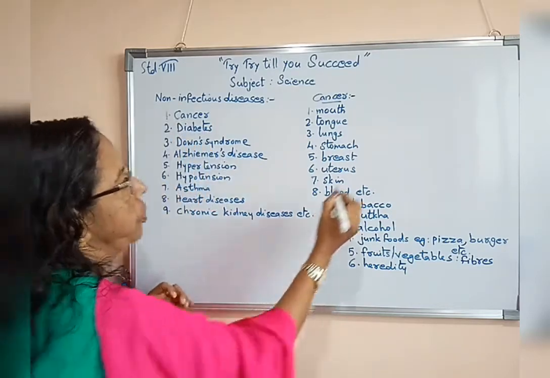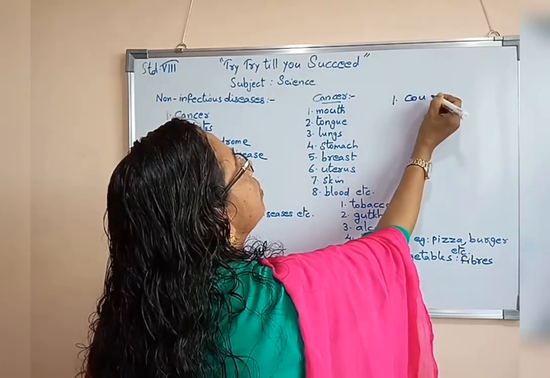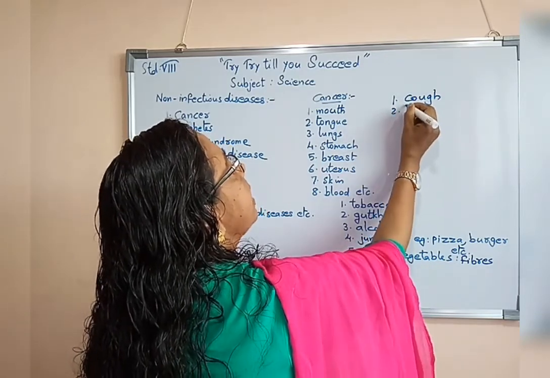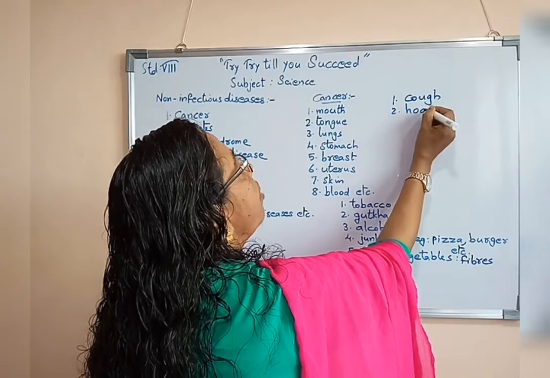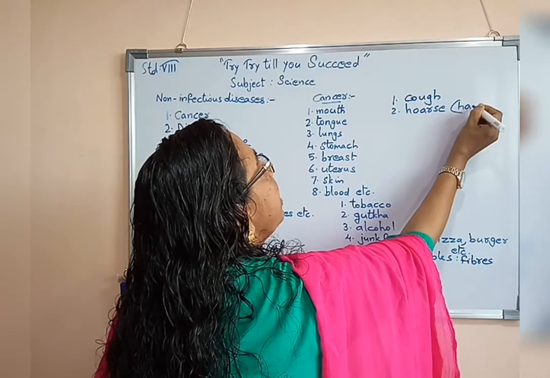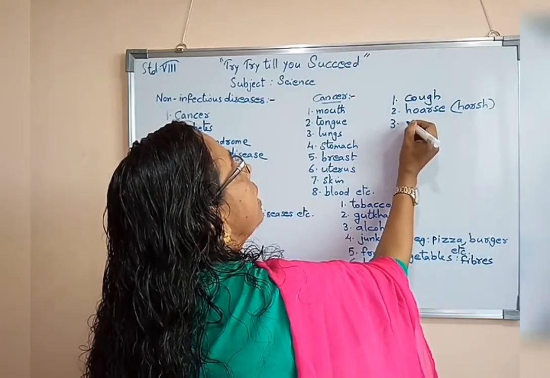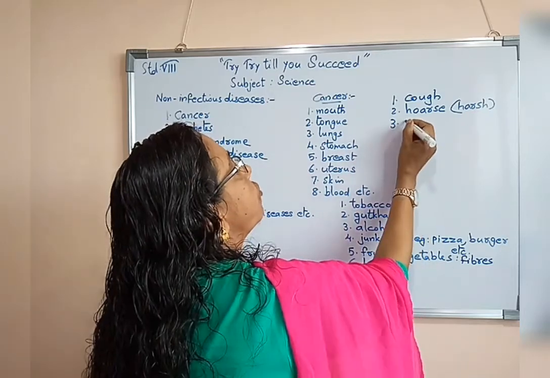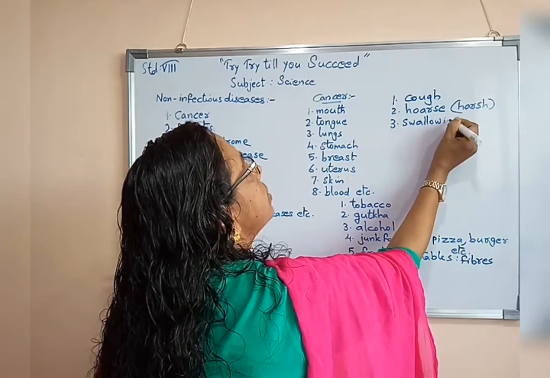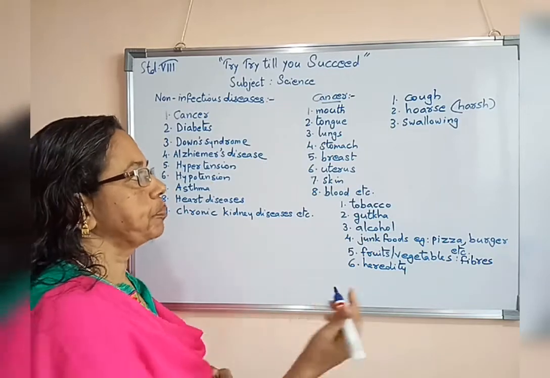Here I am showing you one thing: severe cough will be there. One symptom is severe cough. Second thing, our voice will be very hoarse. Hoarse means our voice will be very harsh. Third reason, we cannot swallow food items easily. Swallowing will be very difficult for us. Swallowing food items is very difficult due to cancer.